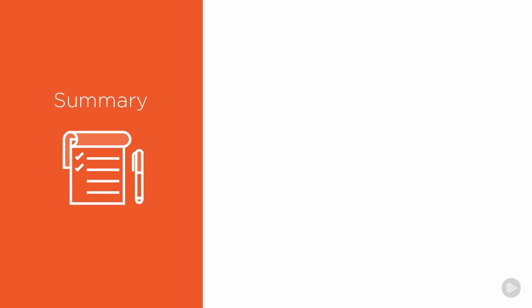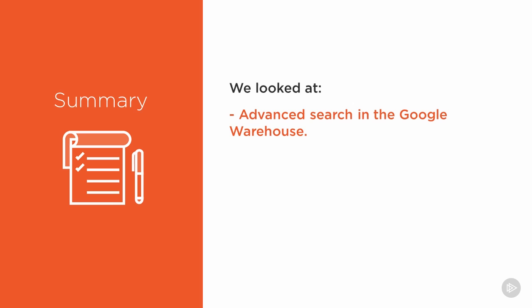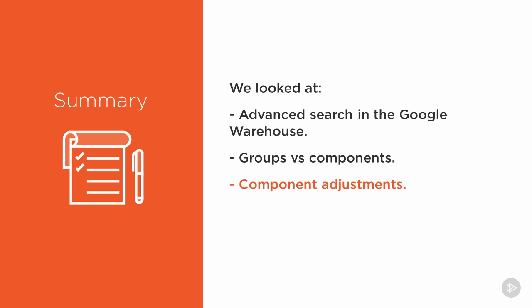Alright, so to summarize this module, we basically imported two versions of the birch tree component from the warehouse. We adjusted both versions and we integrated them into our model. And we started setting up scenes and layers. So we looked at advanced search in the Google warehouse. We looked at groups versus components and component adjustments. So because there are a lot of important elements in all those categories, I'm going to give a slightly more detailed summary than usual for this module in particular.